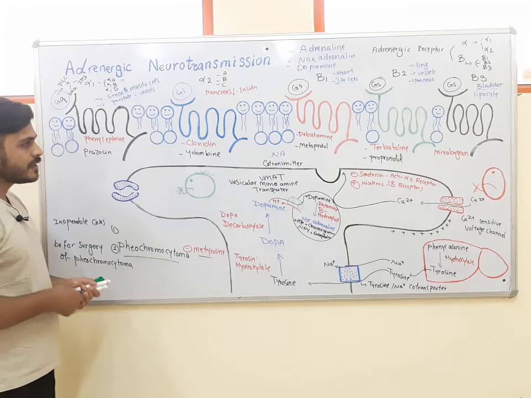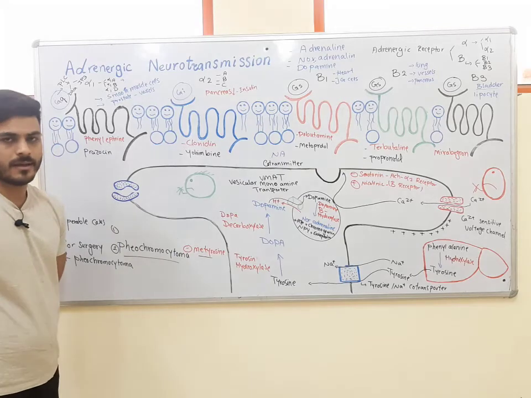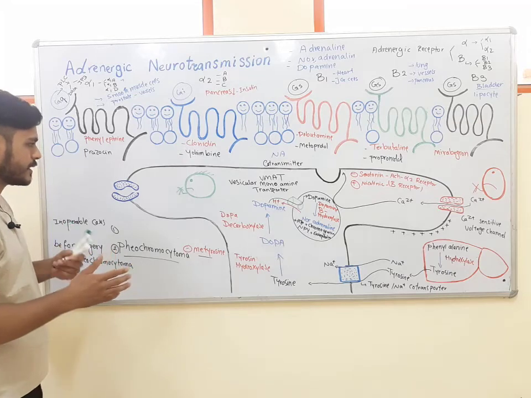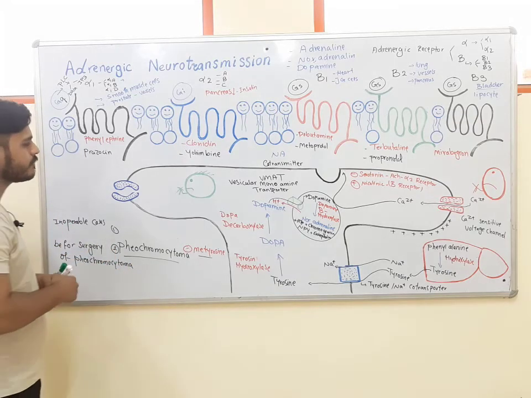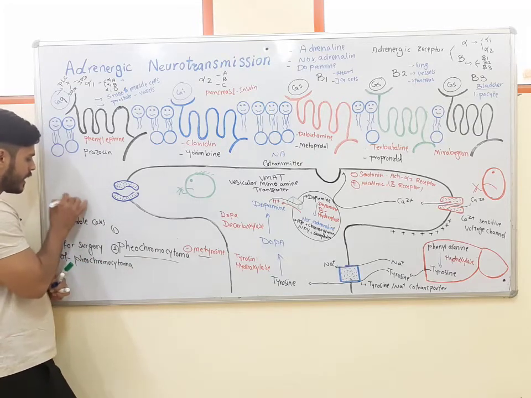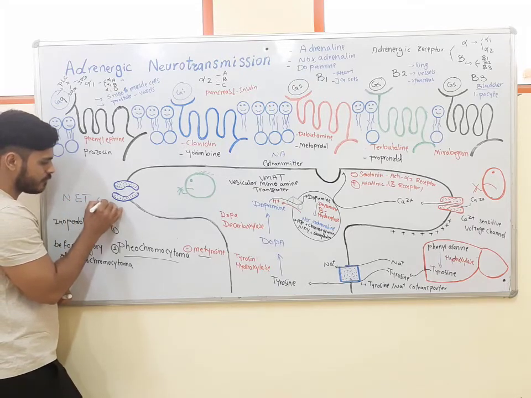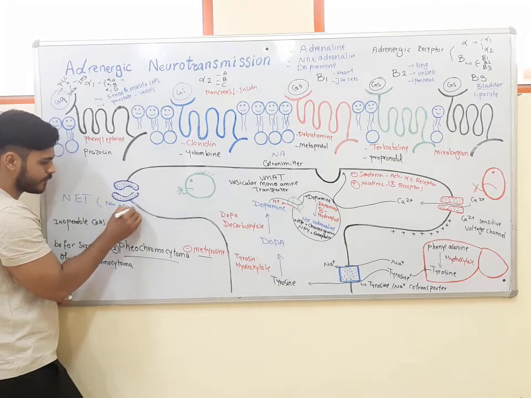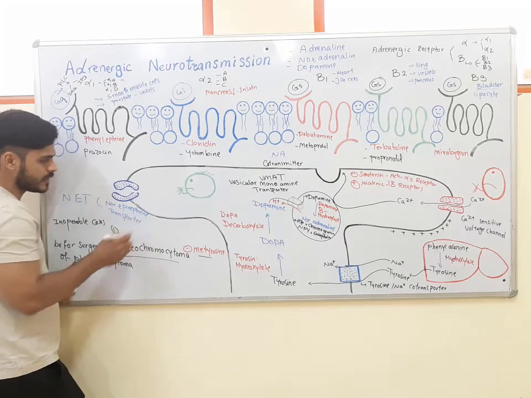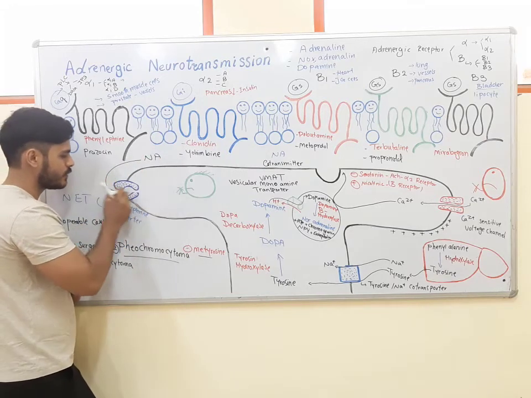But after binding to the receptor, the next step is terminating the action of noradrenaline. We can terminate the action of noradrenaline by different strategies. The first strategy is uptaking of noradrenaline by a special transporter, which we call NET, norepinephrine transporter. This transporter uptakes the noradrenaline and transports it from synapses into the nerve terminals.